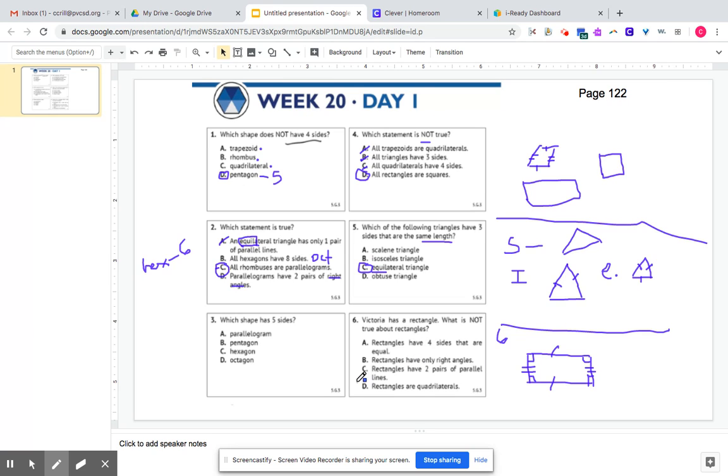Rectangles have 2 pair of parallel sides. True. Rectangles are quadrilaterals. Let's see. Rectangles have 4 sides that are equal. A rectangle can have 4 sides that are equal. Rectangles have only 2 right angles. So this word only is definitely not true. It's true that not all rectangles have 4 sides that are equal, but a rectangle can have 4 sides that are equal. That's a special rectangle we call a square. So that's a little tricky because this is partially true, but this is absolutely not true.